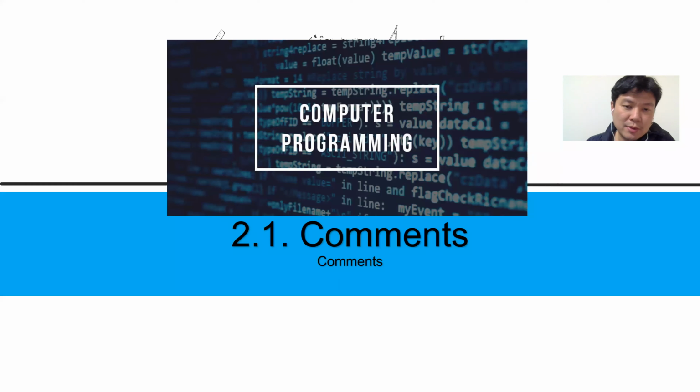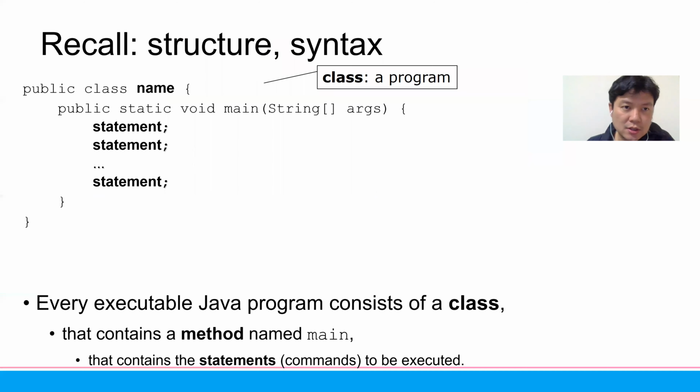So we are going to learn about comments. Before we deal with comments, I would like to recall the Java structure and Java syntax. If you still remember, last time we created a new file named hello world. The class name is the name of the Java class, and the Java class will have the extension .java. So if we have public class hello world, then the file name will be hello world.java. So we call it a class.